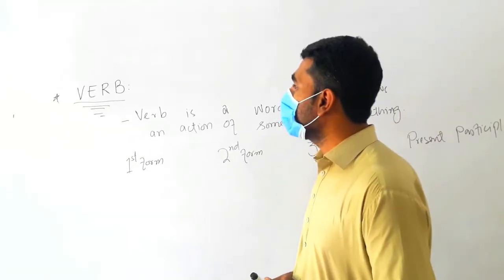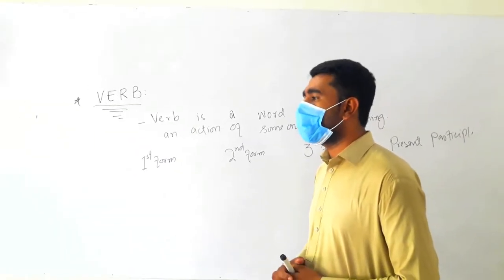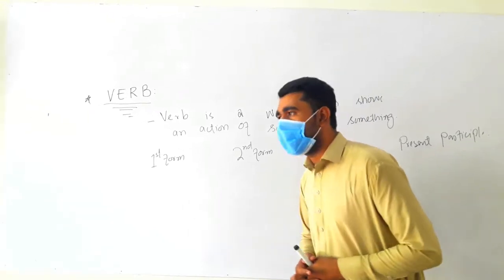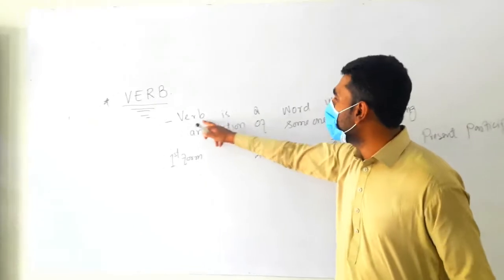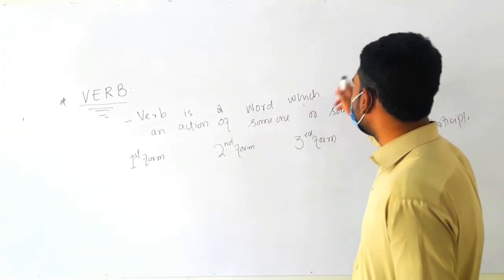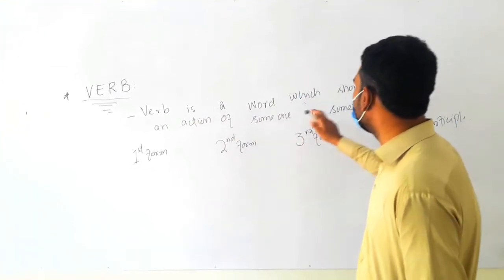Okay, so now we are going to talk about our fourth parts of speech here, and that is verb. So verb is a word which shows an action of someone or something.